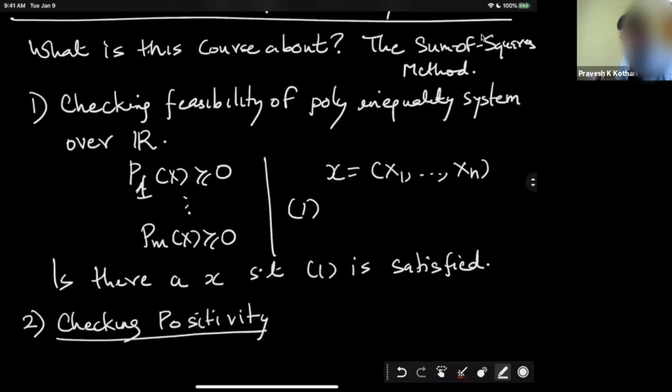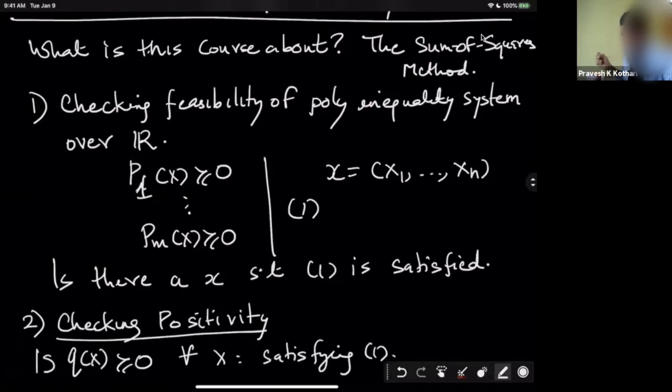So, it's basically the problem where, in addition to these m polynomials, you're also given an m plus 1th polynomial, if you will. And your goal is to decide: is q(x) bigger than or equal to 0 for all x satisfying system 1? Okay, so those are two fundamental problems that we're interested in.